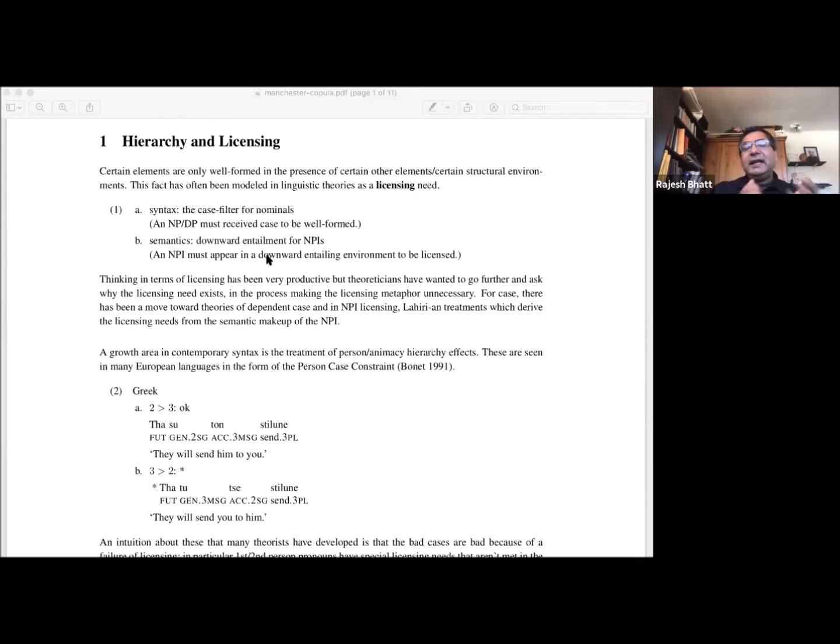Okay, so thinking in terms of licensing has been very productive, and in a way, all parts of linguistics, I think, use the licensing metaphor.